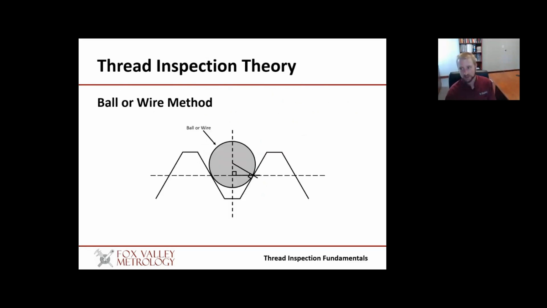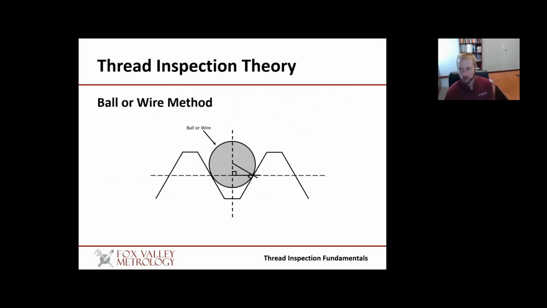As I mentioned before, the most important dimension that we're going to check within a thread form itself is its pitch diameter. Again, this is what's going to have the most bearing on the actual fit along with the mated component of the threaded component that you're checking. So basically, this is done by placing a wire onto external threads or a ball onto internal threads.